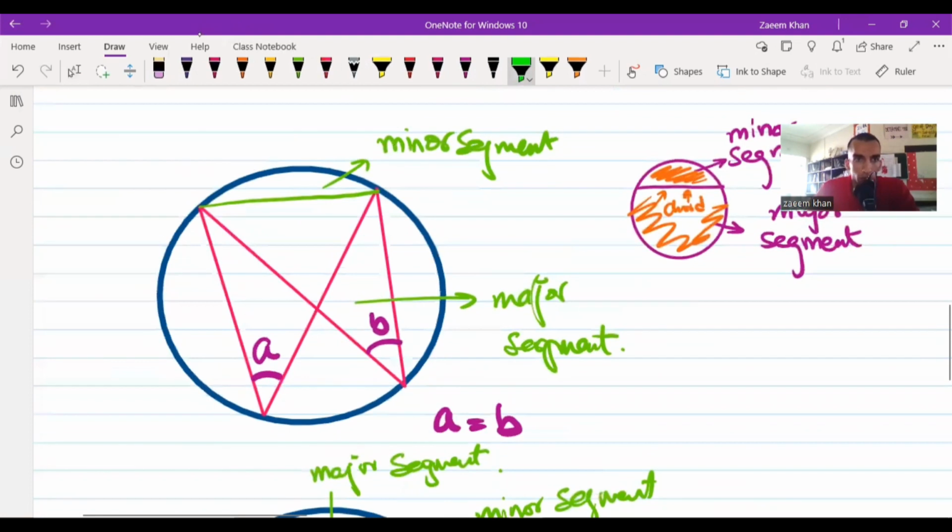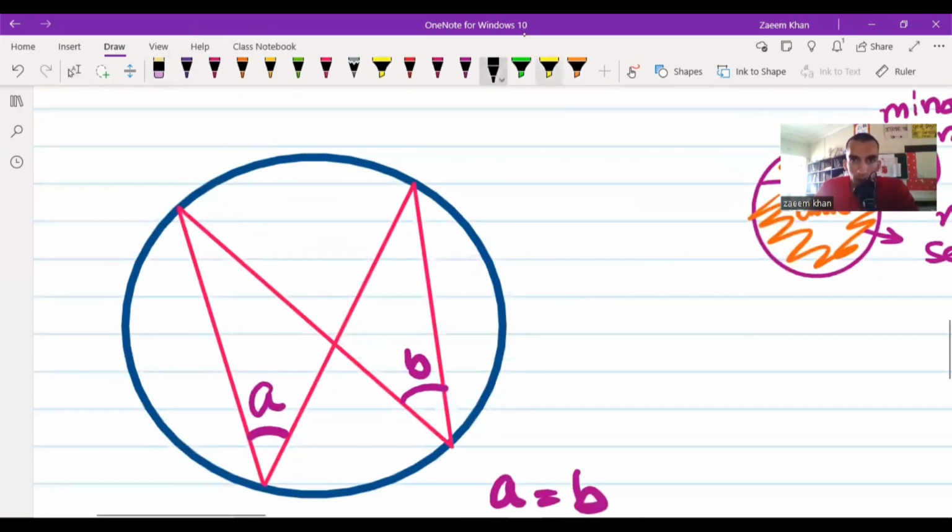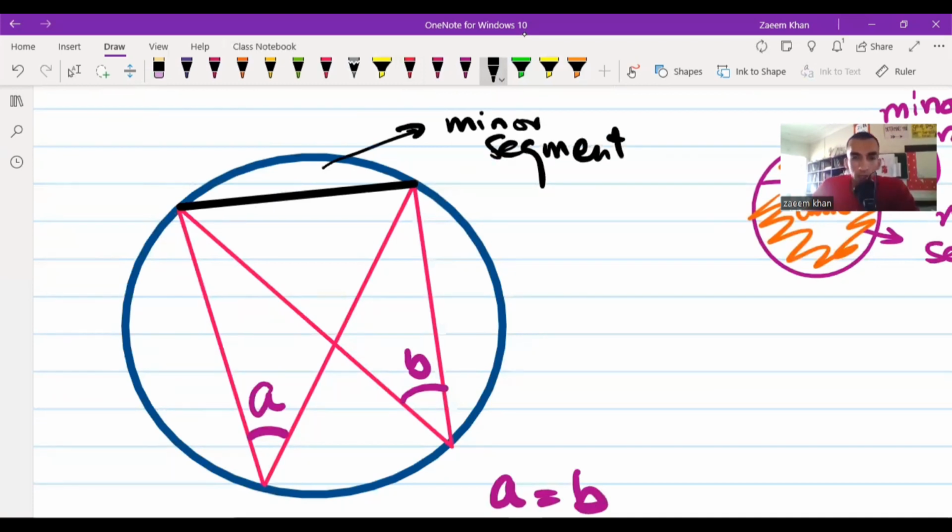We've got another rule over here. I'm going to erase some of the lines and start all over again. So we've got another chord over here. What's a chord, by the way? It's the line that separates the two segments. Excellent. So we've got a minor segment up here. And this entire thing is called the major segment.